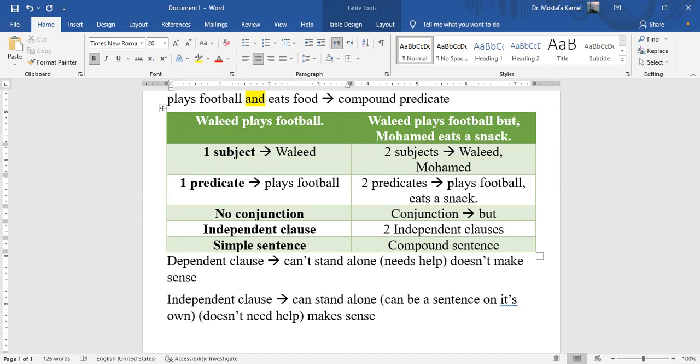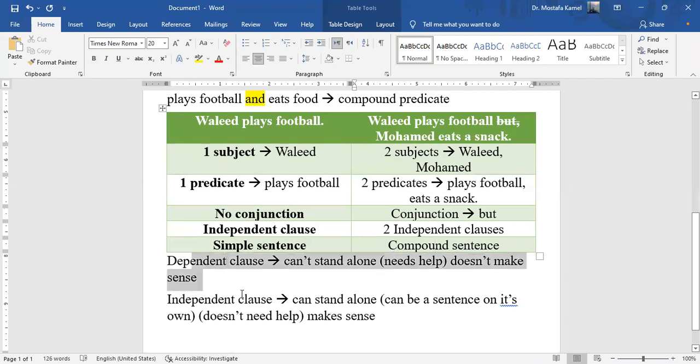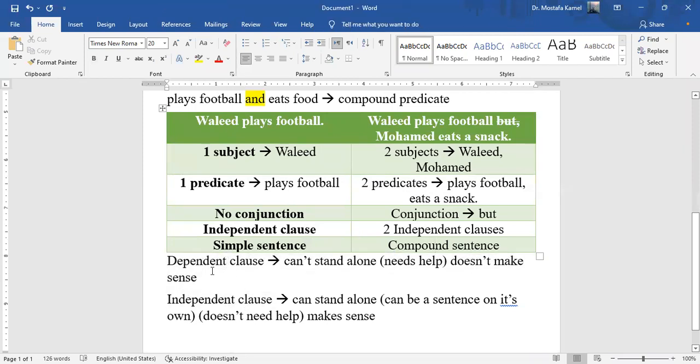Mister, I don't understand this part. Okay, this part that we just did right now? No, not this. I mean the independent clause and the dependent clause. I don't understand them. So let's look here again.